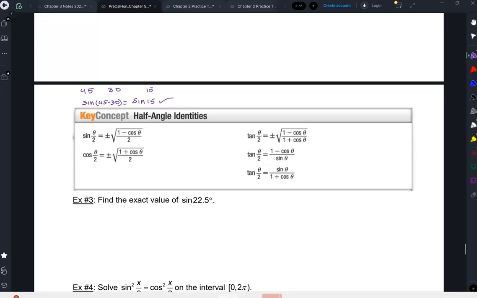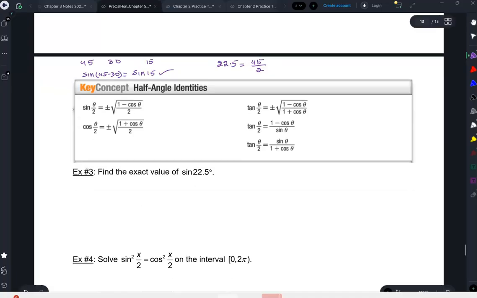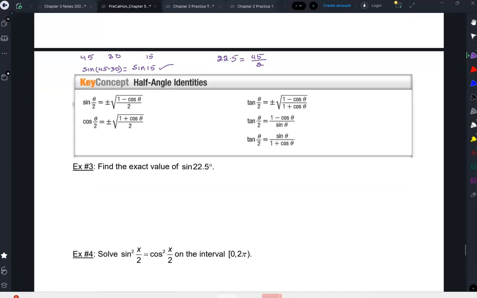What if you have an angle of 22.5 degrees? That's half of 45, right? So this is 45 over 2. I can use that half angle to also evaluate sine of 22.5. Did you ever think that would have been possible? Today it will be. So math is the coolest thing ever.